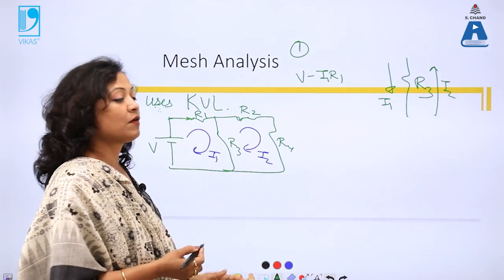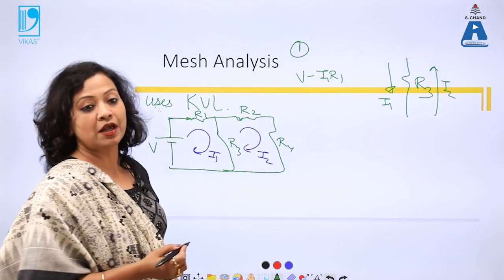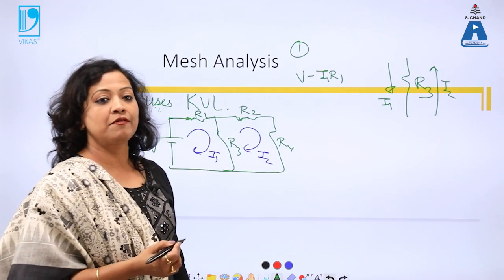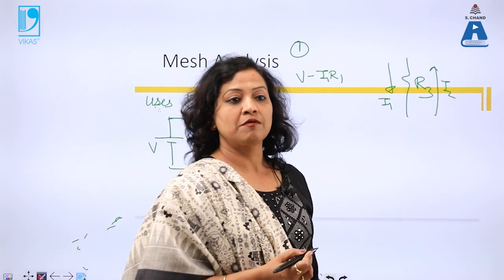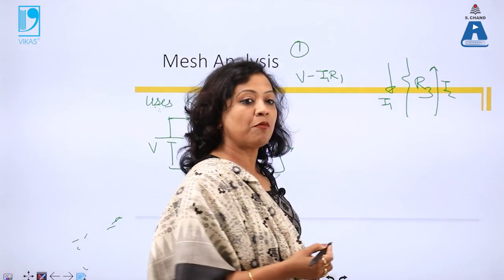So I do not know whether I am writing minus IR or plus IR as discussed in my KVL video, where I explained that when I am moving in the direction of current it is minus IR, and when I am moving opposite it is plus IR.